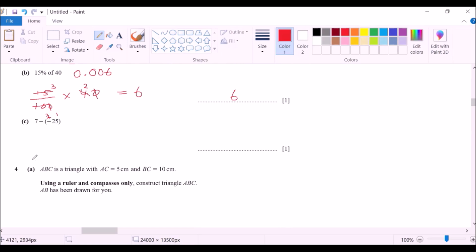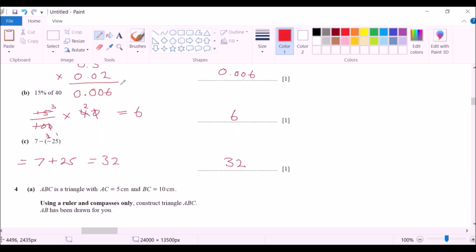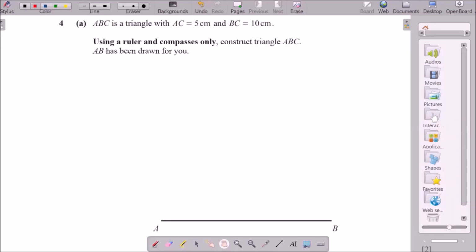7 minus 25 is the same as saying 7 plus 25. If the signs are the same, minus will give us a plus. 25 plus 7 is 32. Remember, show your working in the spaces provided. Now we go to number 4.